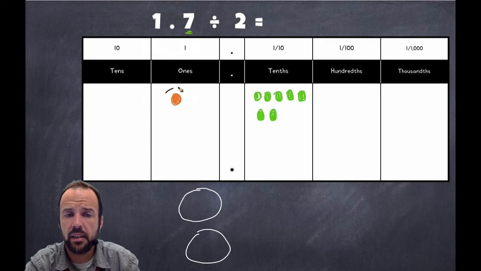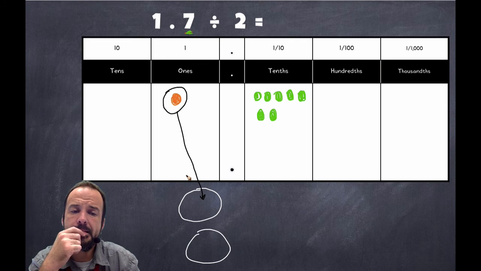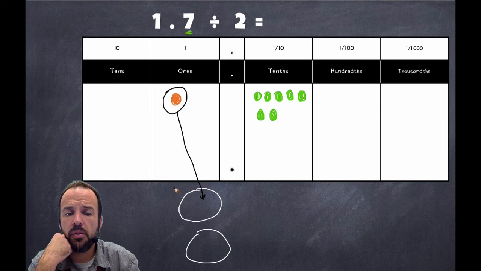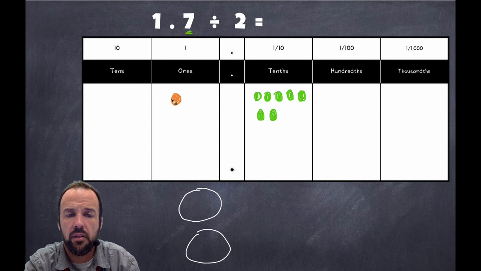So let's start by taking this 1 whole, and we're going to put it here, and then in this group, I don't have another whole, so how can I divide this? I only have 1 of them, but I have 2 groups that I need to divide it by. What can I do? Can our 1 be divided into 2 groups?